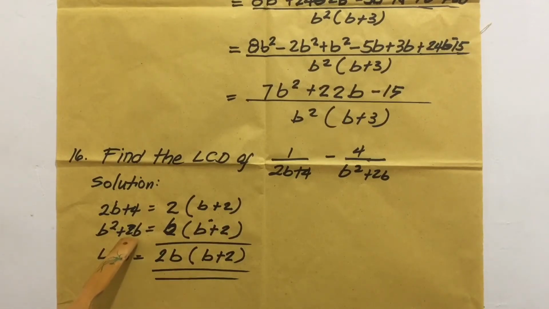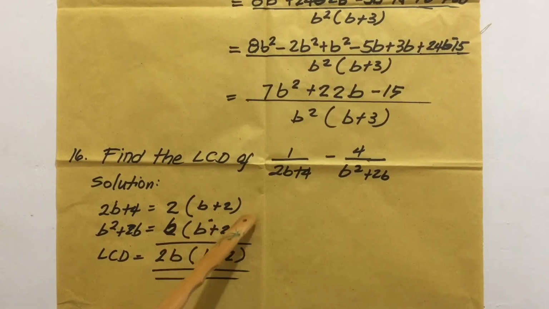And the next, we're going to find the factor of b squared plus 2b. The common factor here is only the b. So we have here b, and we write parentheses, and we're going to divide b squared divided by b equals b, and 2b divided by b equals 2. Okay.